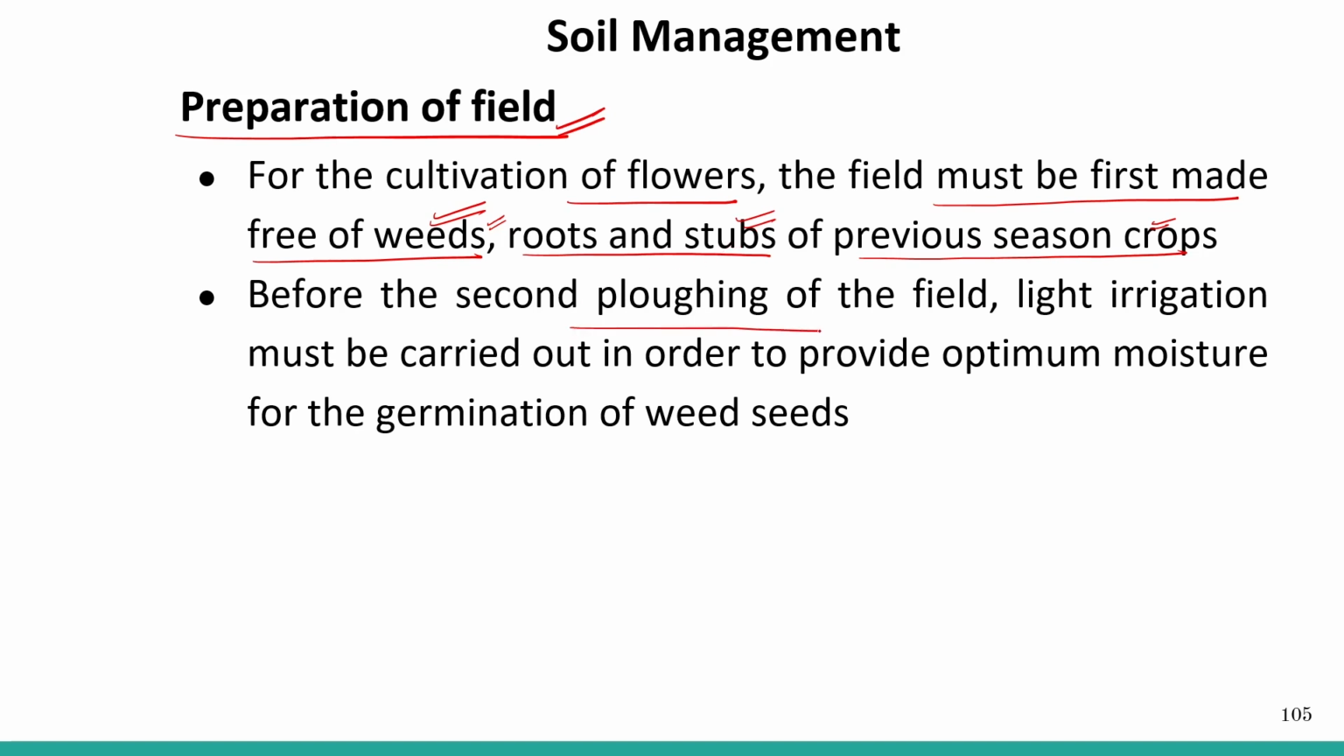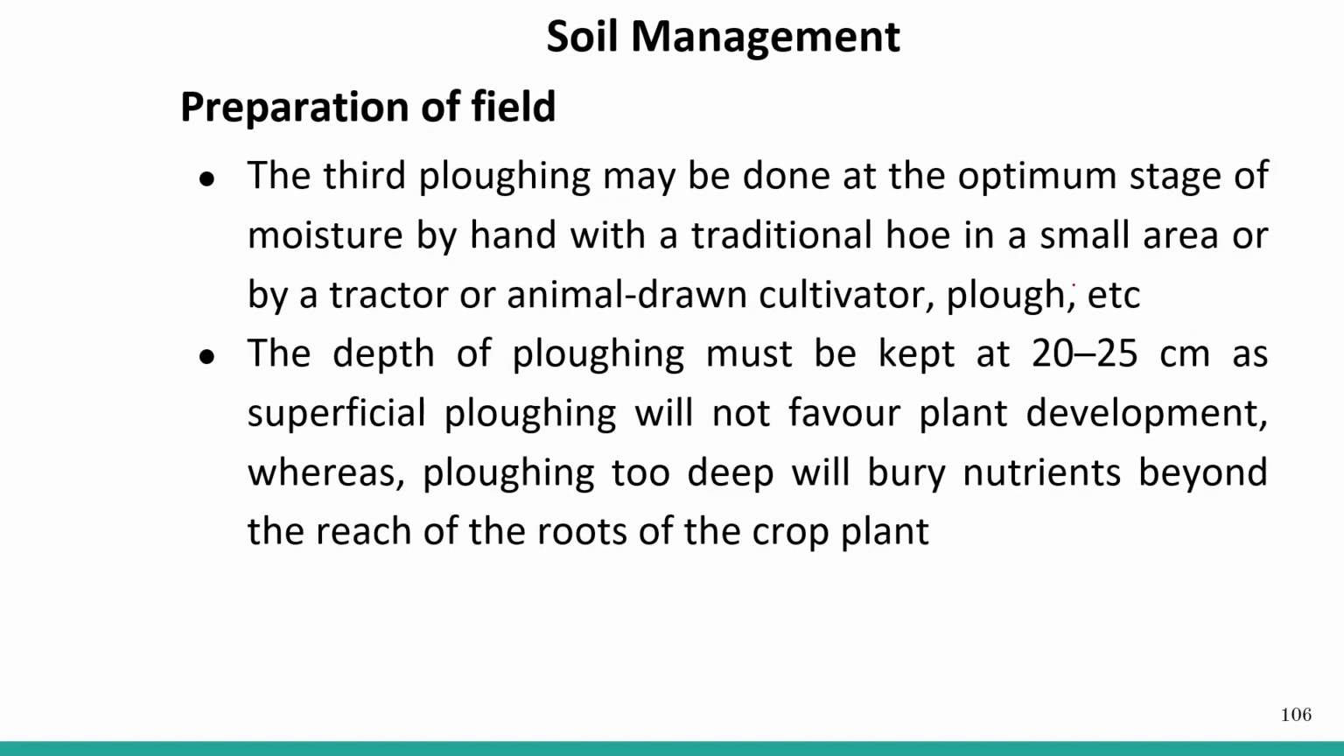Before the second plowing of the field, light irrigation must be carried out in order to provide optimum moisture for the germination of the weed seeds. Okay. So we must provide some light irrigation, so that if you are putting some seeds of the flowering plant, they must germinate. So light irrigation is very, very important.